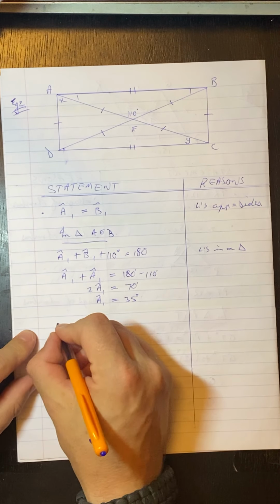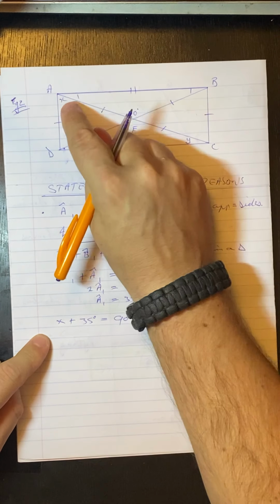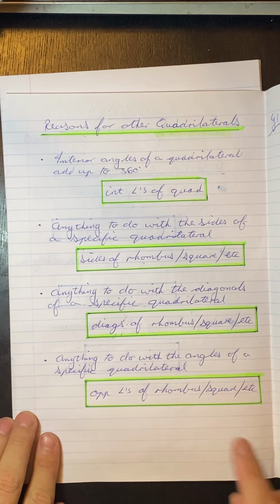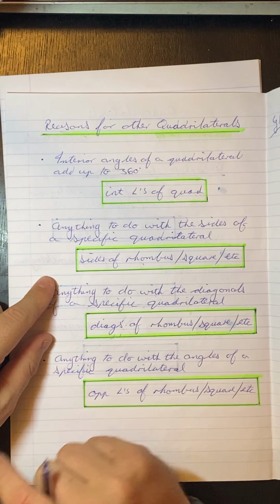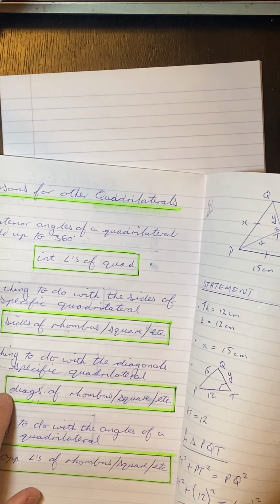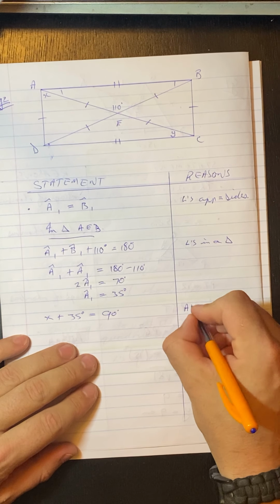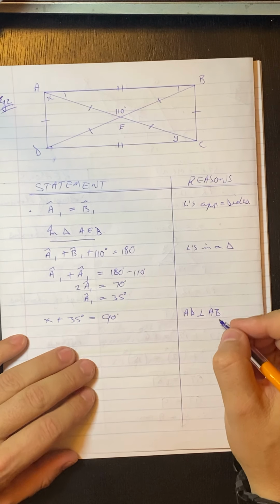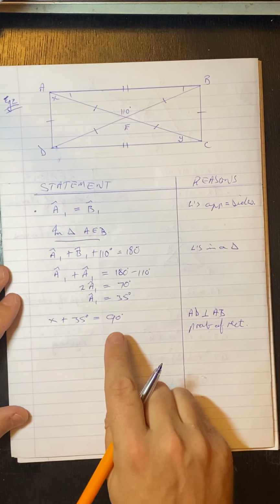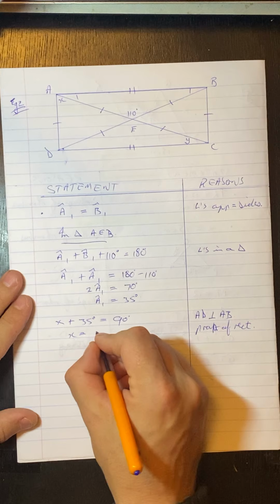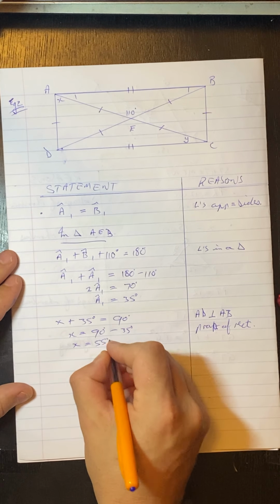Now, I know that X plus 35 will be equal to 90. Okay, now what did I use there? I used an angle in a rectangle. So if I come back to my reasons here, it's saying here anything to do with interior angles. So we don't want to use that one. Don't want to use that one. Let's just say, I'm just going to say AD perpendicular AB. So AD perpendicular AB. And my reason for that is property of rectangle. Okay. So that means that X is equal to 90 minus 35, and we get 55. All right, so we have X.